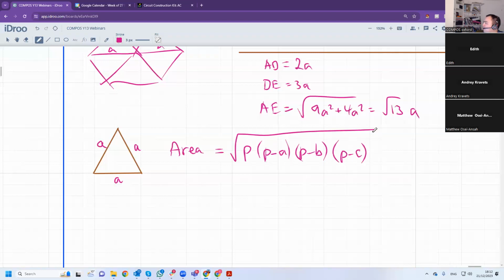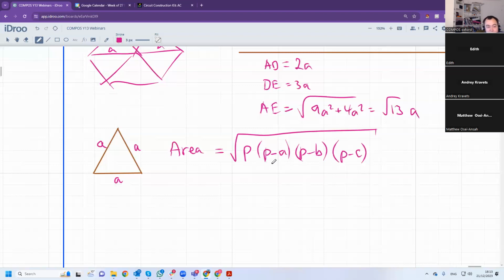If you've seen this formula, type 1 please. If you don't know what this formula is, type 0. All right, half and half. That's good.